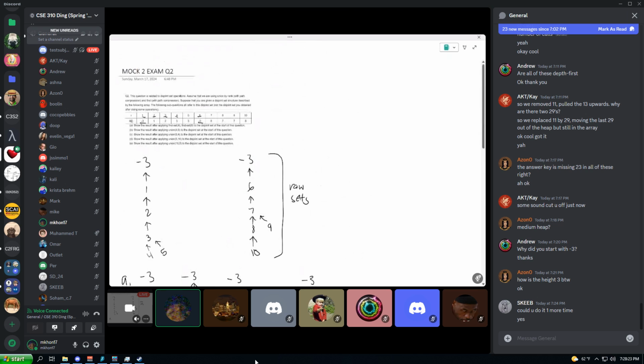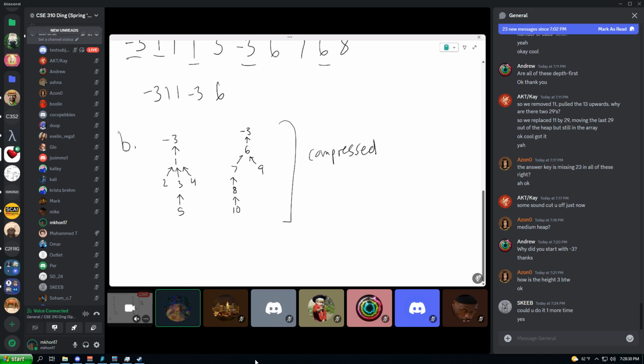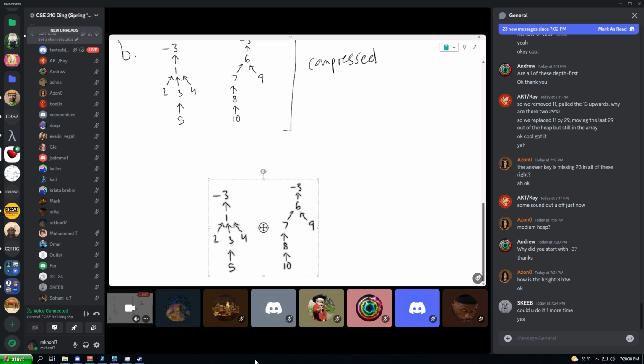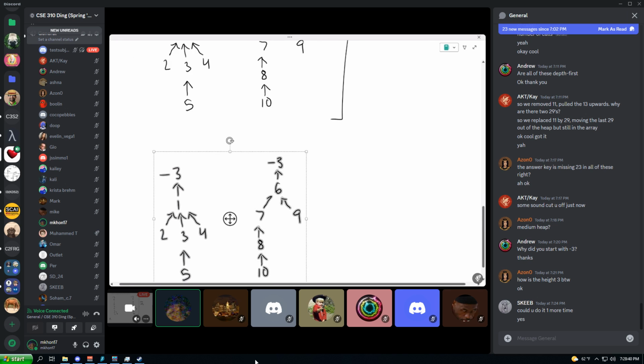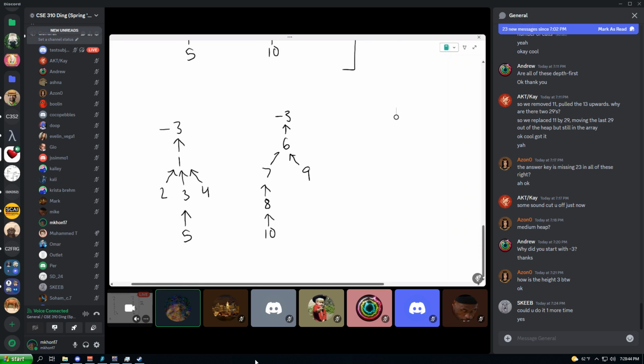So what is B asking? Show the result after applying union 4, 9 to the disjoint set at the start of this question. Alright, sure. So let me go on and select these again. I'm just going to copy them, paste them down here. So the idea is we're going to write union. And to do union, we have to first find out what find set 4 belongs to and what find set 9 belongs to. So this is 4, this is 9.